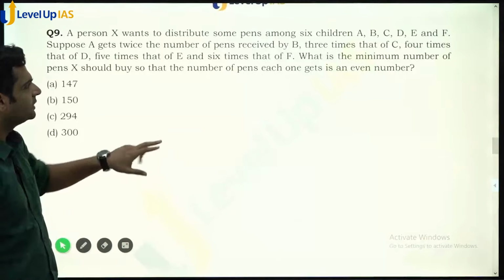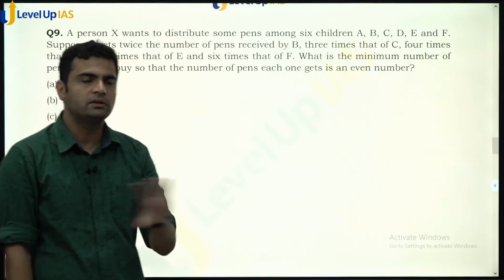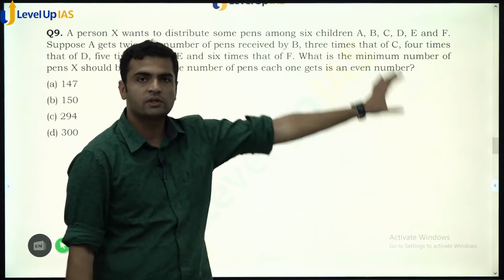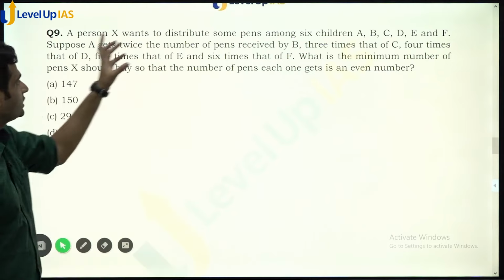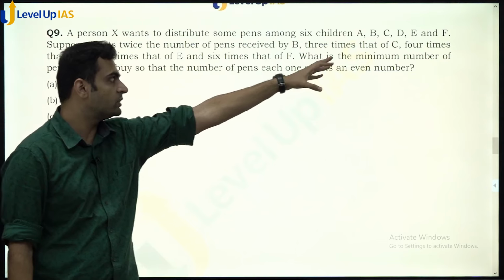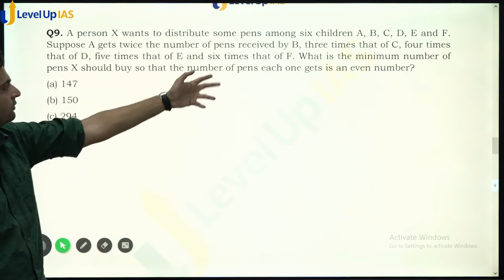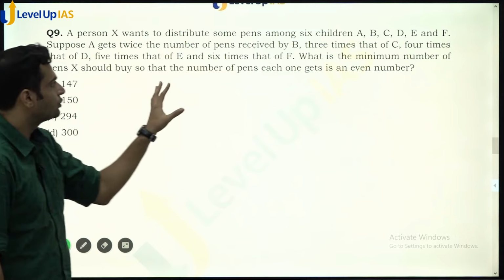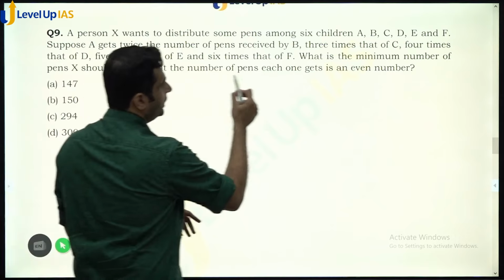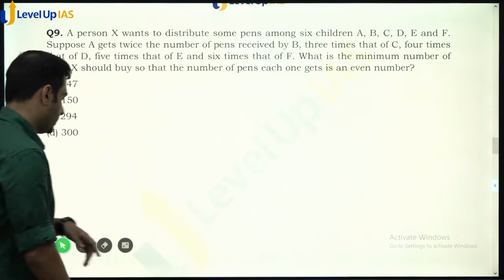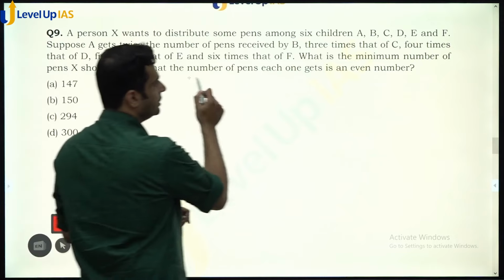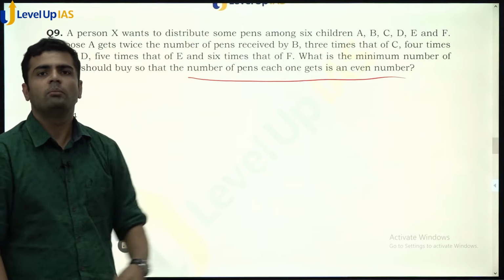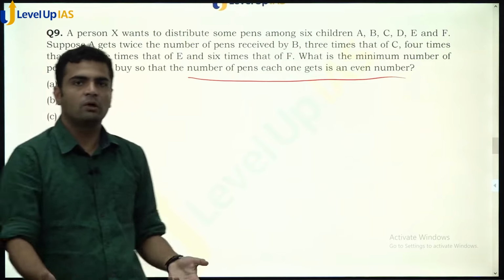See, another one, same thing, same skill required, nothing else. A person X wants to distribute some pens to 6 children. Okay, A gets twice the number of B, 3 times of C, 4 times of D, 5 times of E, and 6 times of F. So what is the minimum number of pens X should buy so that number of pen each one gets is an even number? Now you need to know what are even numbers. Even numbers are 2, 4, 6, 8 or 0, minus 2, minus 4. But because these are number of pens, they will always be integer.